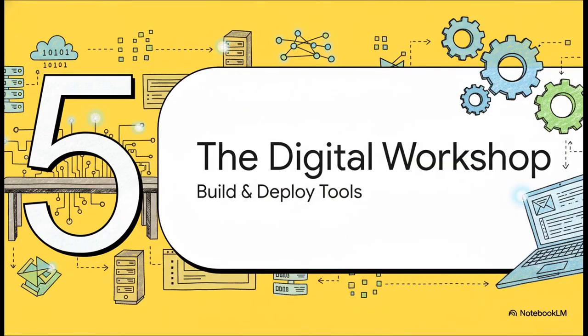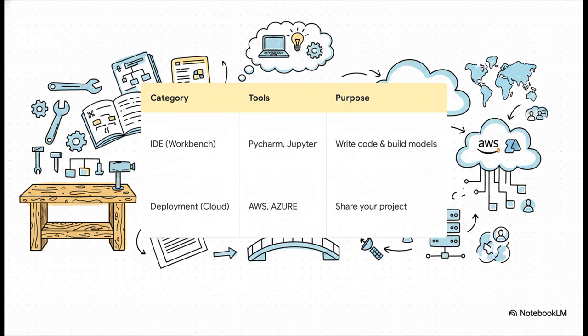So finally, where does all this work actually happen? Every great artisan needs a workshop, right? For a data scientist, that workshop is completely digital. On one side, you have your IDE, or Integrated Development Environment. The easiest way to think about this is as your digital workbench. Tools like Jupyter Notebooks, RStudio, or PyCharm are where you write your code and build your models. Then, once your project is ready to go, you use deployment platforms, usually cloud services like AWS or Azure, to share it with the world so people can actually use it.